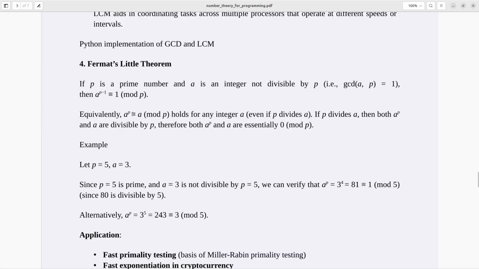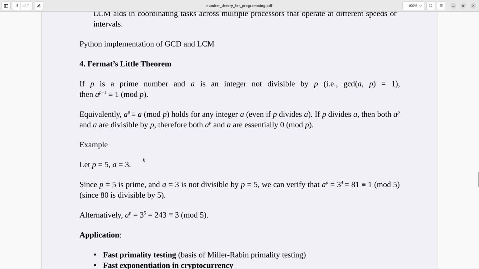And equivalently, A to the power of P is congruent to A with modulus P. And this statement would hold for any integer A, even if P divides A, okay? So this form is a bit more lenient than the previous one, okay? And if P divides A, then both A to the power of P and A are divisible by P. Therefore, both A to the power of P and A are essentially 0 modulo P, okay? So A to the power of P and A are both congruent to 0, okay?